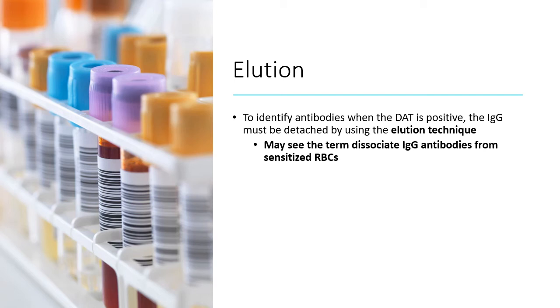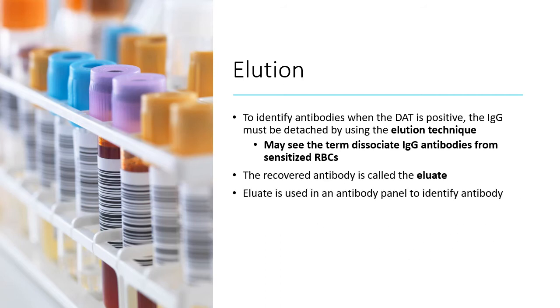Elution is a technique we use to remove or dissociate the IgG antibodies from sensitized red blood cells. So when a person has a positive DAT, or direct antiglobulin test, or direct Coombs, it all means the same thing. The immunoglobulin G, IgG, in essence think warm antibody, must be removed from the patient's cells. And then you can find out what else is below.